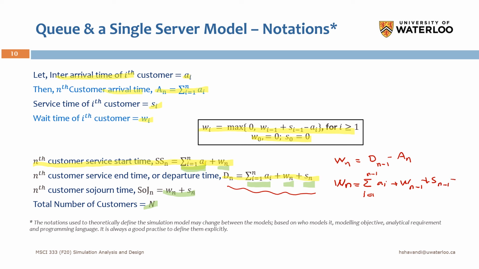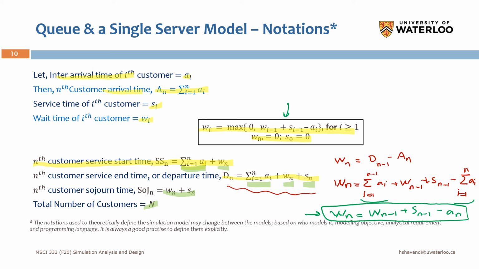Minus an, and for an again we have the sum over i going from 1 to n of ai. As you see here, in these two terms we have common terms. From i going from 1 to n minus 1 are common, so they will cancel each other. Then at the end we will have wn will be wn minus 1 plus sn minus 1 minus an. So this is why we have this equation here.